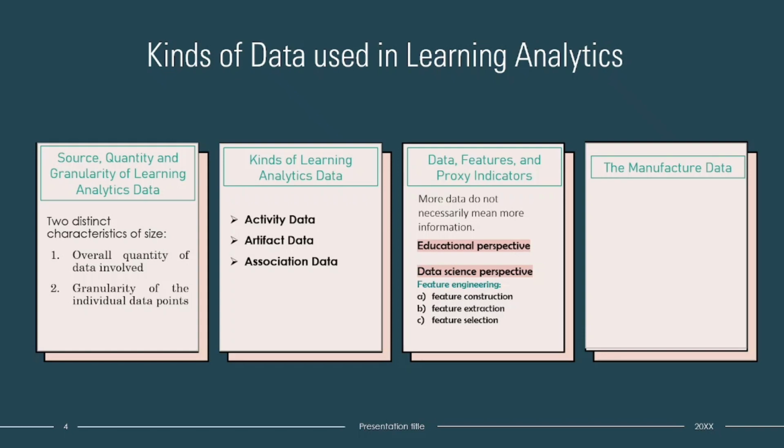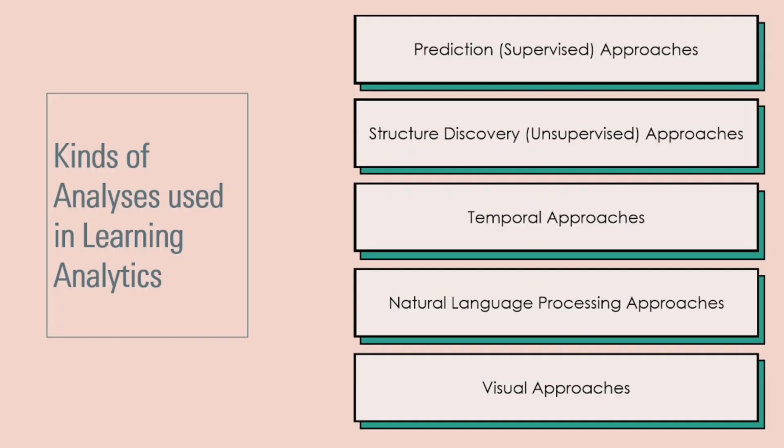The manufactured data. Learning data are neither neutral nor natural. Not neutral, since the data that are easiest to acquire may not be the most useful or important, and not natural, as they are produced as students interact with designed environments.